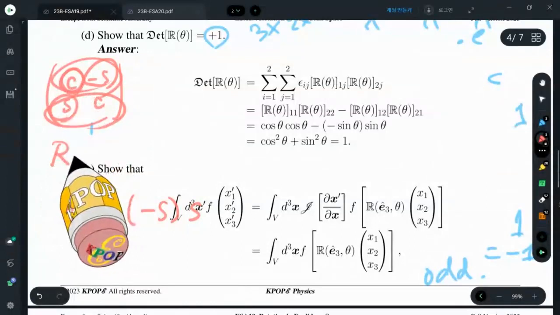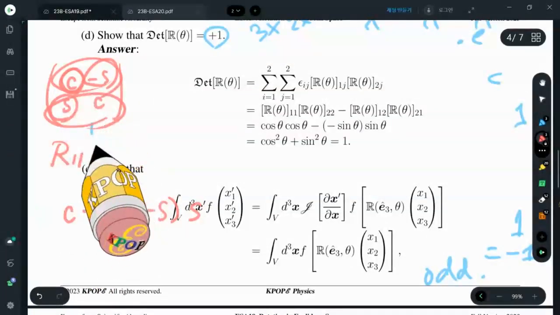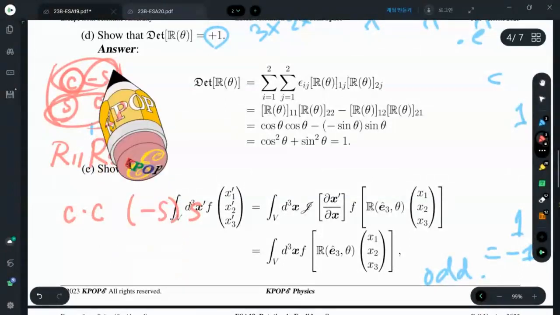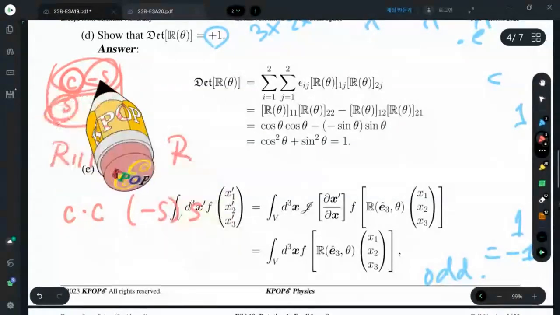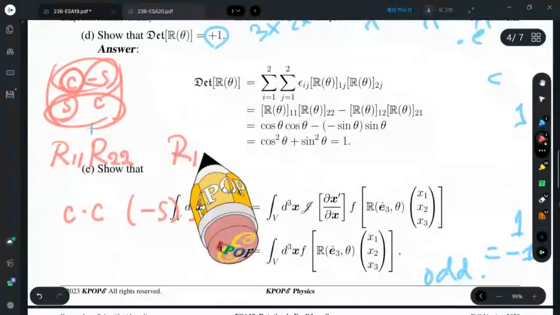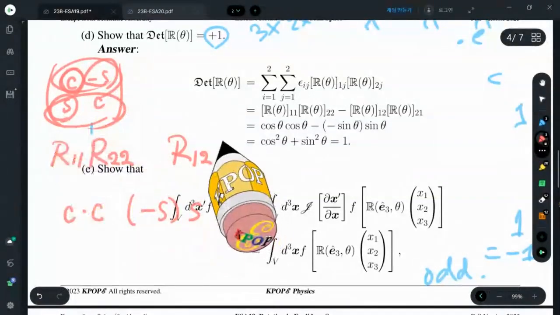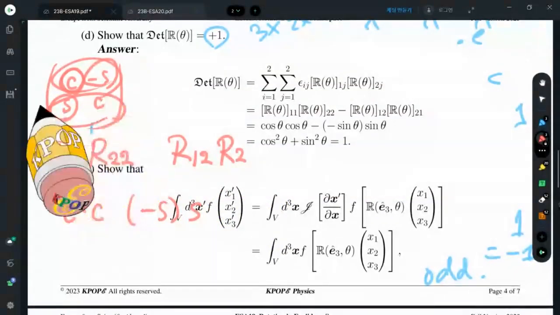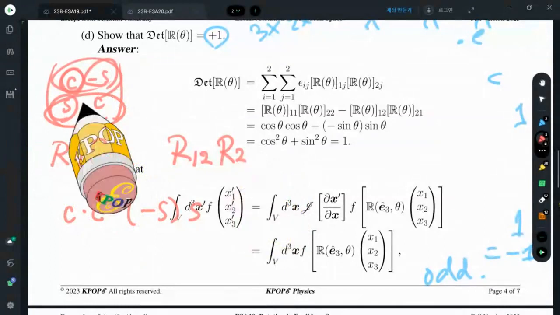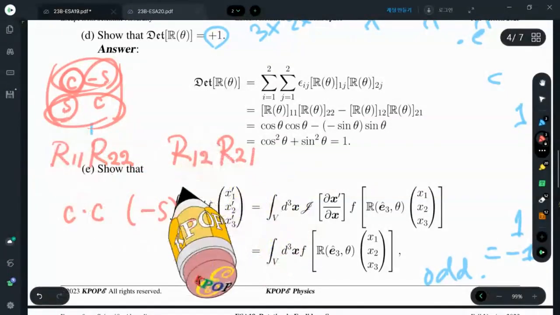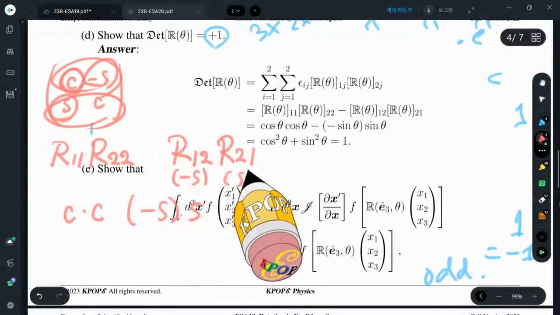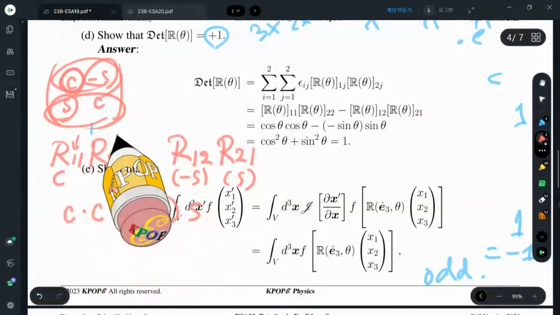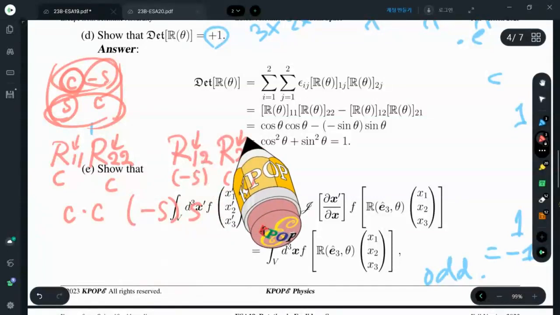Rotation matrix: first element first. This is second row, second element. This is first row, first element, second element. This is the second row. This is second row, second element. No, first element. Minus sine, sine, cosine, cosine. However, 1, 2, 1, 2, that's fine.